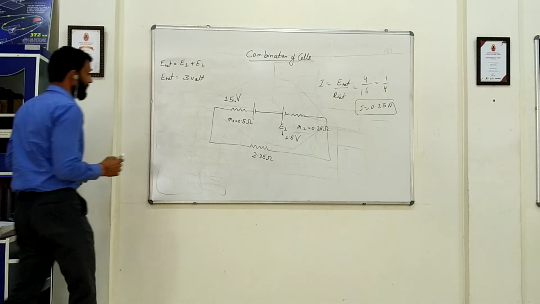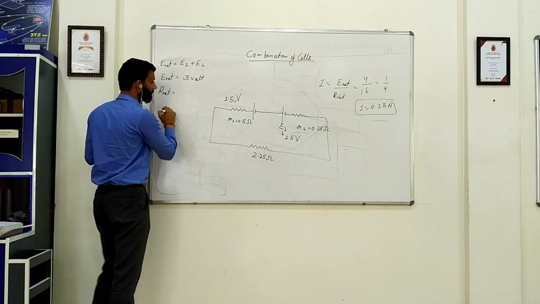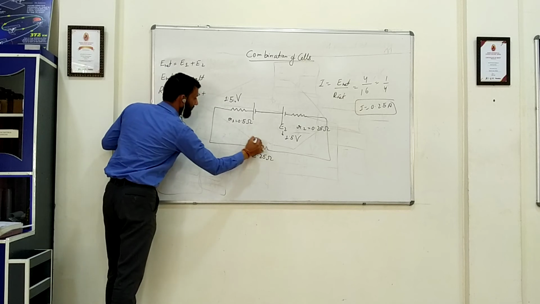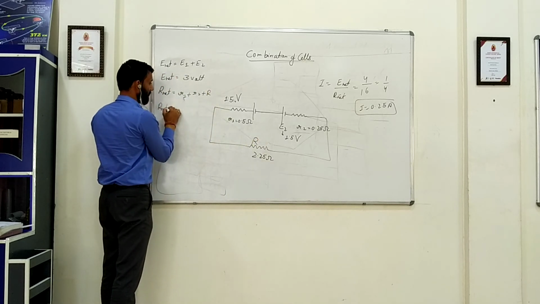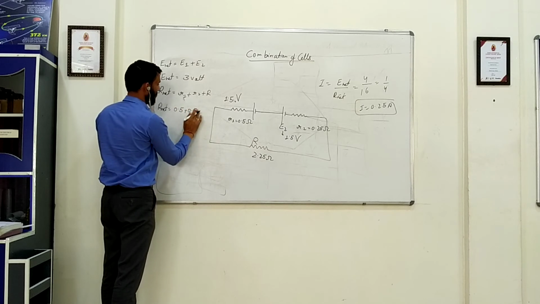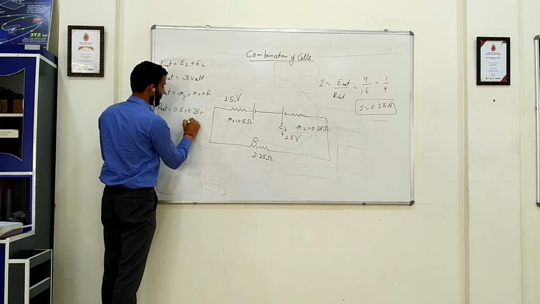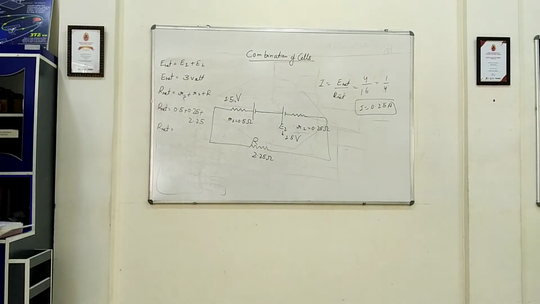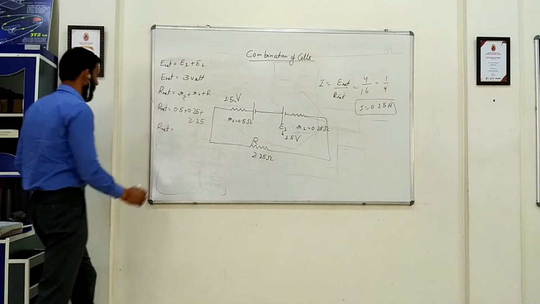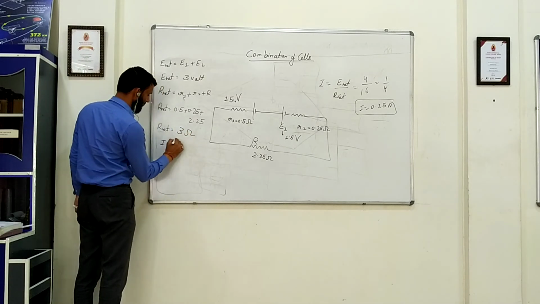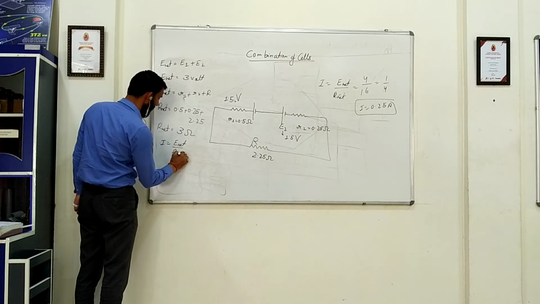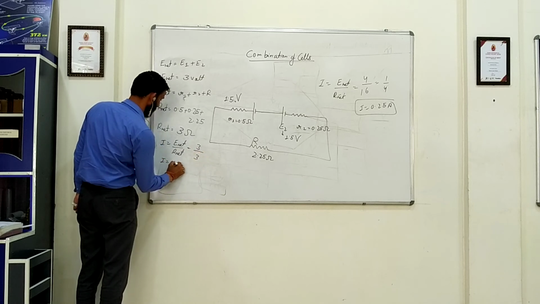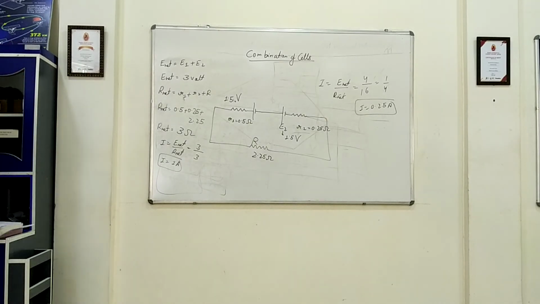Now we have to calculate the total resistance. So R net would be R1 plus R2 plus capital R. So R net is equal to 0.5 plus 0.25 plus 2.25. So R net would be how much? If you solve this, it would be 3 ohm. So now I would be what? E net upon R net would be equal to 3 upon 3. So I is equal to 1 ampere. So this will be the current flowing through this circuit, right?